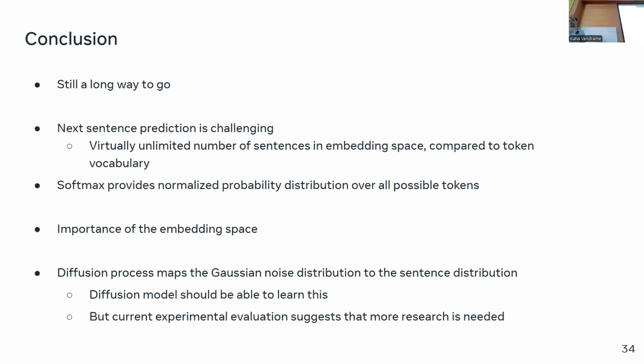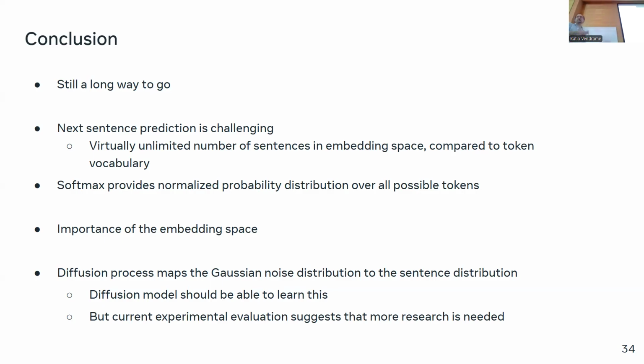So as a conclusion here, I would say that there's still a long way to go. We are still working on this. Next sentence prediction, predicting a continuous vector is really, really tough. It's much different from a token vocabulary of a few 100K tokens. We don't have access to a softmax that could provide some probabilities, so it's hard to know whether the generated sentence is actually a good sentence. So you need to involve the decoder and do something else.